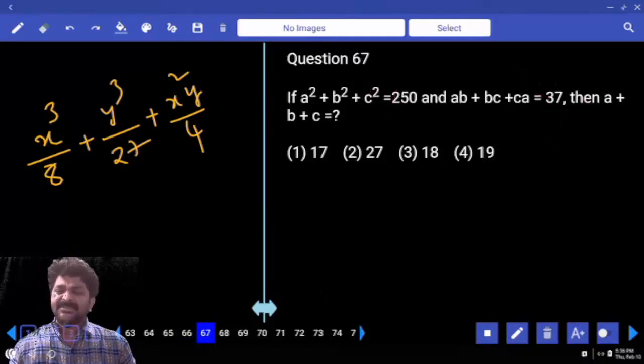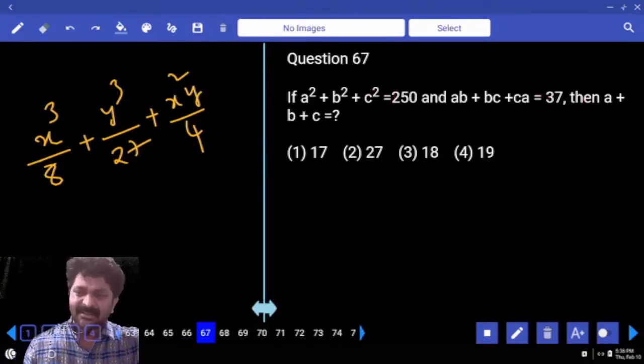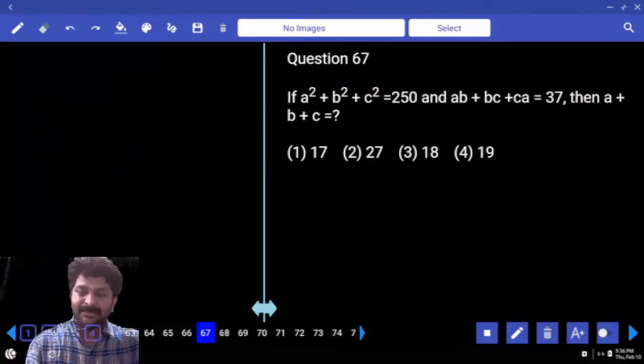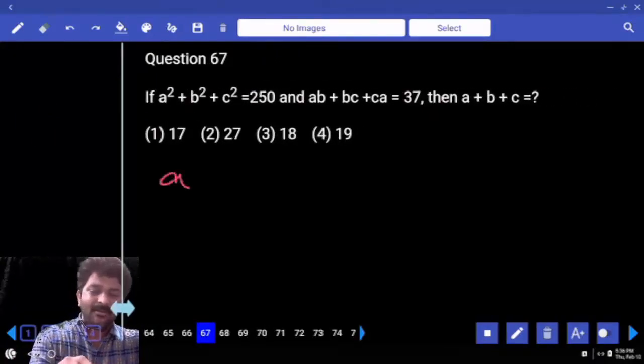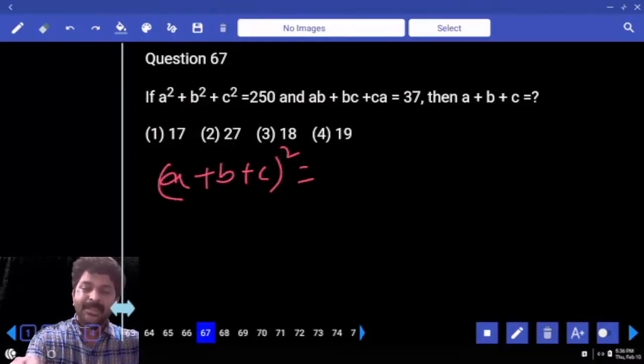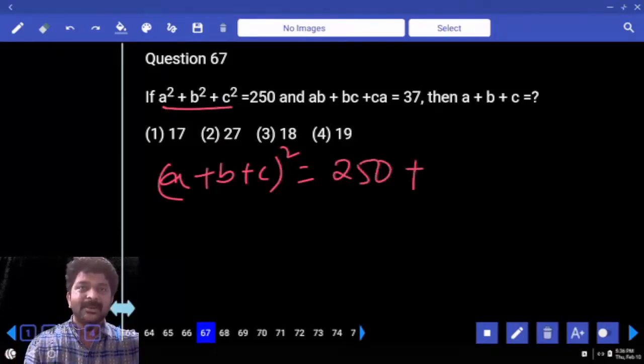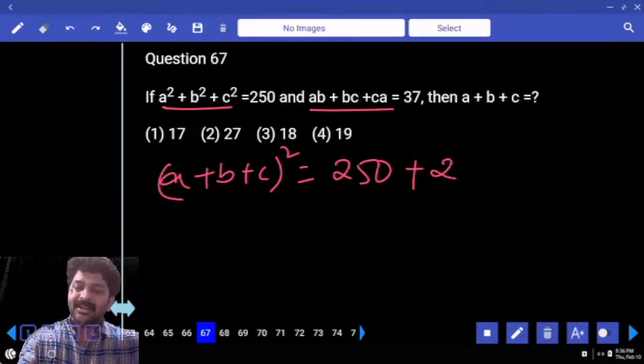The value of a square plus b square plus c square is given. ab plus bc plus ca is given. We were asked to calculate a plus b plus c. We all know that (a plus b plus c) whole square is equal to a square plus b square plus c square, that is 250, plus 2ab, 2bc, 2ca, that is 2 times of ab plus bc plus ca only.